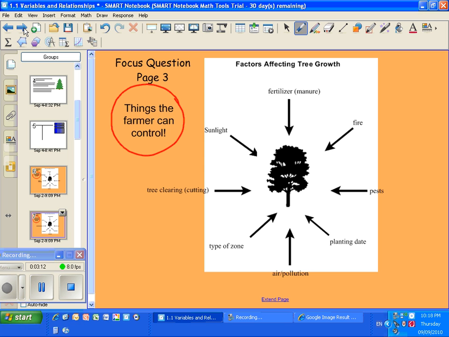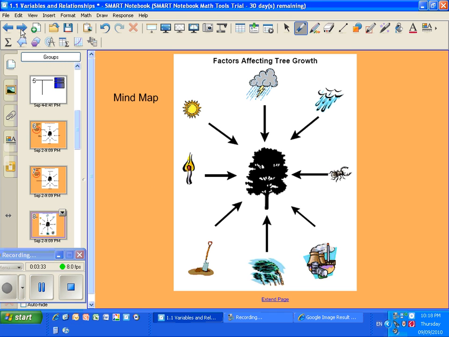Here are some things that the farmer can control, maybe the amount of fertilizer. If you had the plant in a greenhouse, you could put more light. You could use pesticides to get rid of any pests. The date that you plant would have a big factor. So those are all independent variables that the farmer can control. One other way of showing this, just with pictures, it's the same thing. It means the same. Just another example of a mind map.